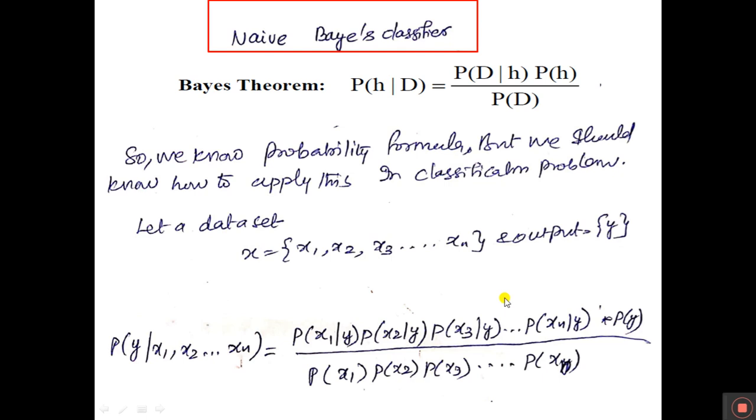So now we are going to change Bayes theorem based on our data set. How do we do this? For this feature X equal to x1, x2, x3 up to xn, I need to compute the value of y. So x1, x2, x3 and so on are the features. I will give you an example also, then you can easily understand.